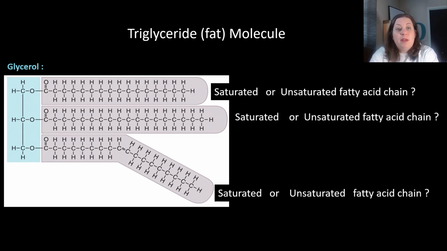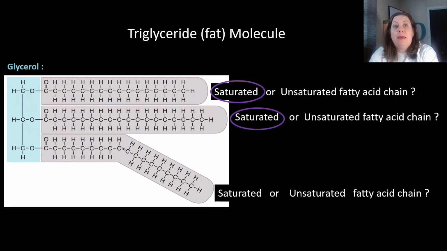So if you look at the first one, you can see that there are no double bonds present. Since there are no double bonds present and they are saturated, or completely covered in hydrogens, we would say that that one is a saturated fat. In number 2, we also see the same thing. There are no double bonds between carbons. And so because of that, it is also a saturated fat.